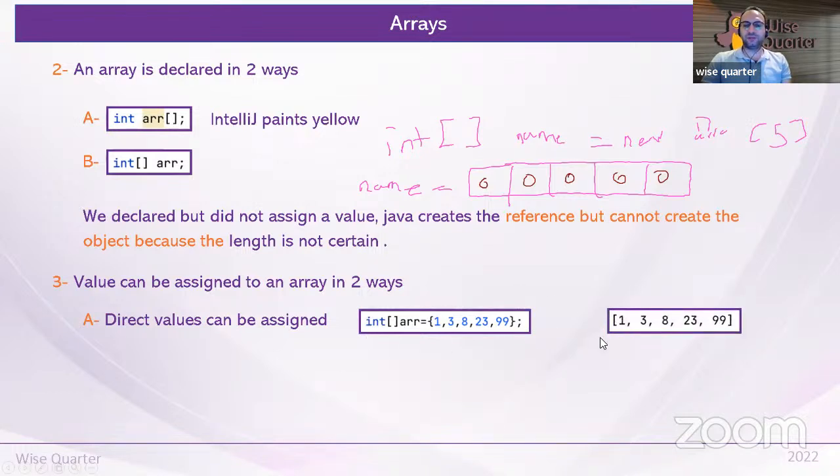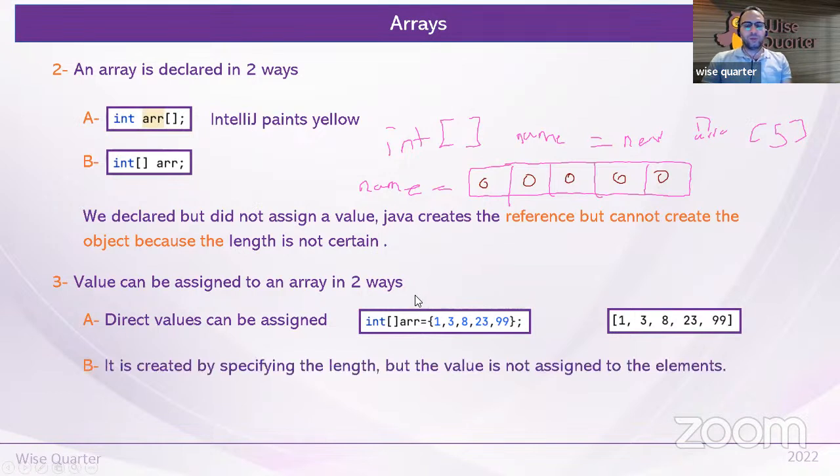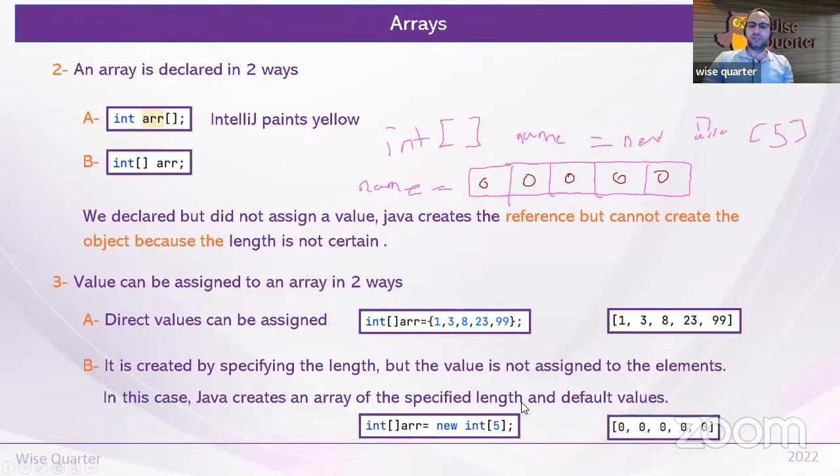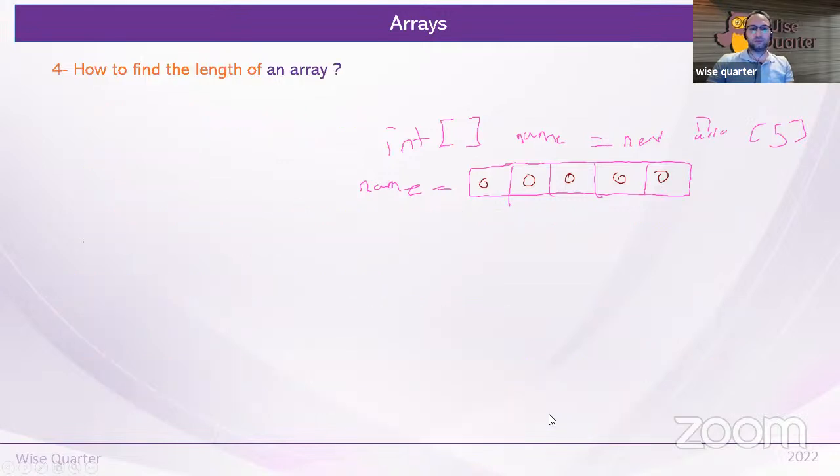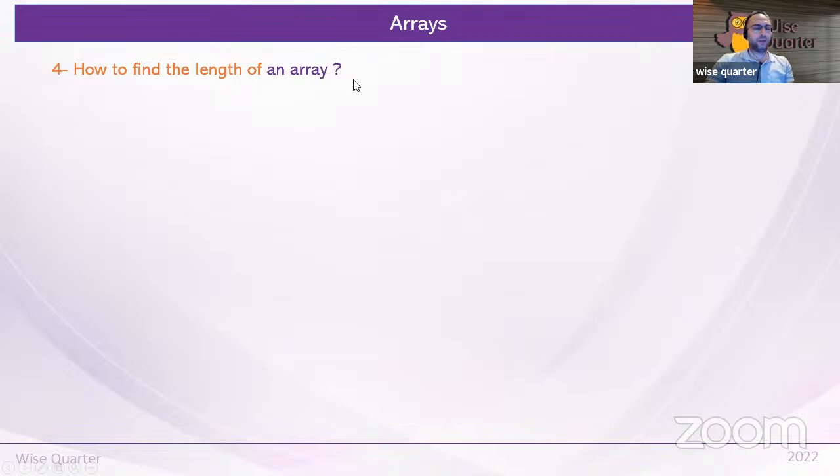And when we try to print it, it will be printed like this, with square brackets and the values. Yes, when we create it like this, without assigning any value to the boxes, each box will have default values of the data type. If it was a string data type, all of them would be null, as you know. How do we find the length of an array?